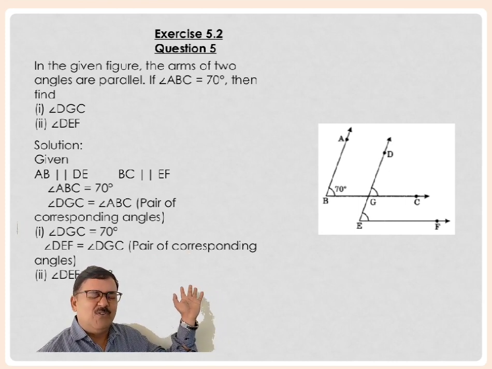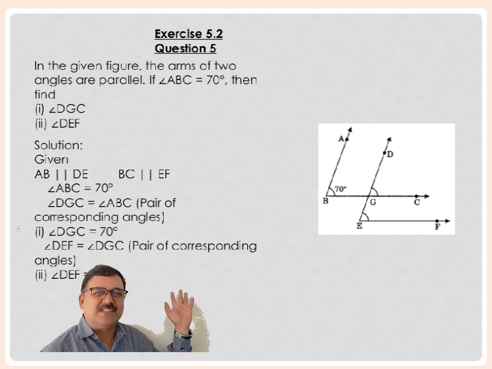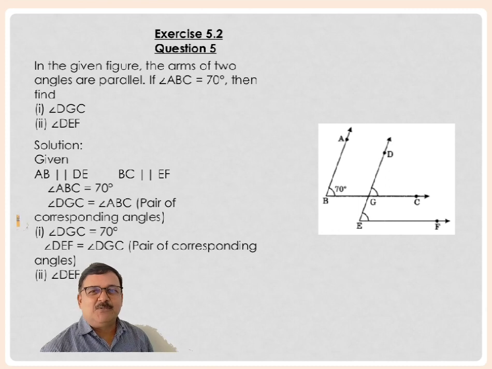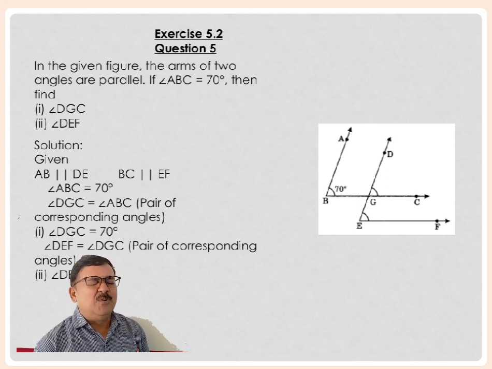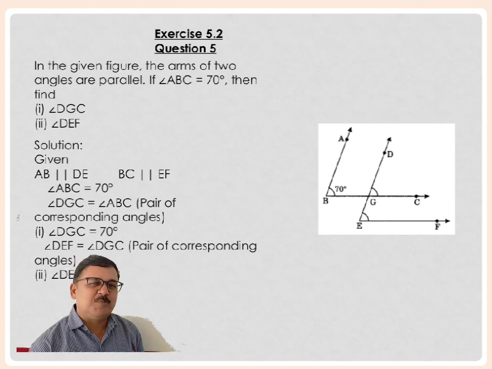Next, each pair of alternate interior angles are equal. Alternate interior angles: angle 3 and angle 6, angle 4 and angle 5. They are equal. So angle 3 is equal to angle 6, and angle 4 is equal to angle 5.